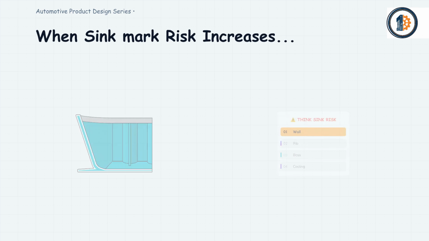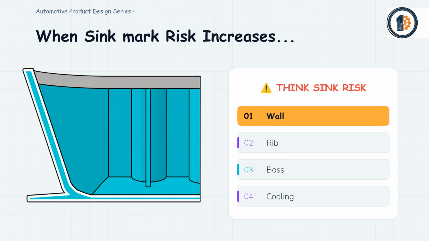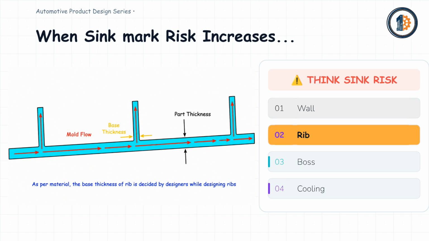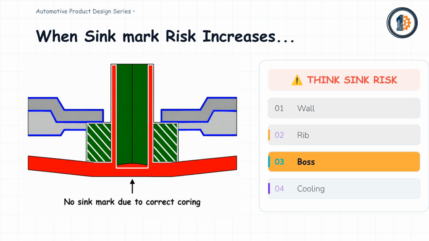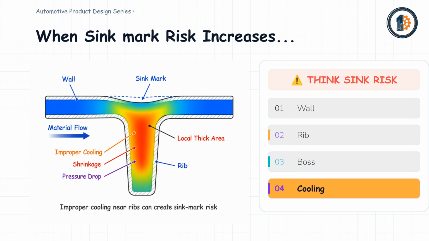So when designing for sink marks, think about 4 things. First, wall thickness. Avoid unnecessary thick regions. Second, ribs. The rib base should be properly proportioned relative to the main wall. A thick rib base can create a local hotspot and increase shrinkage. Third, bosses. Use proper coring and avoid large solid material concentrations near the visible surface. And fourth, cooling. Even a reasonable geometry can develop sink marks if the local thick area cools much slower than the surrounding wall. So sink is really a combination of geometry, material distribution, and cooling.